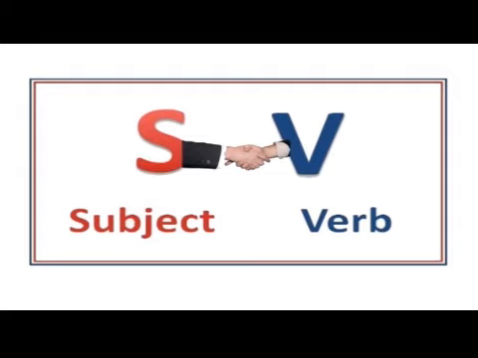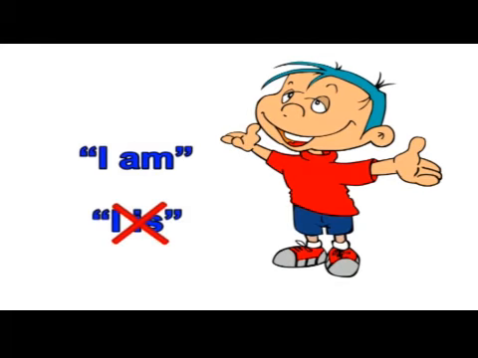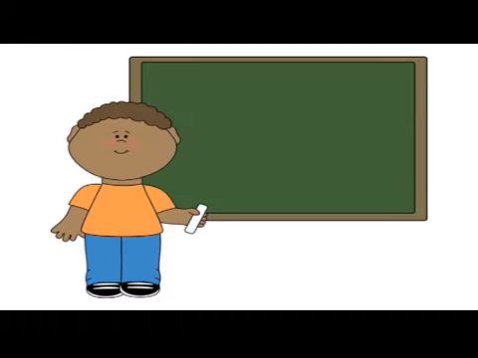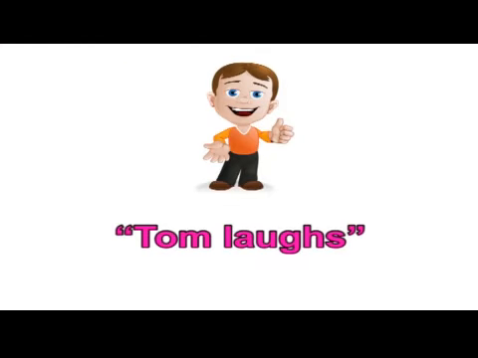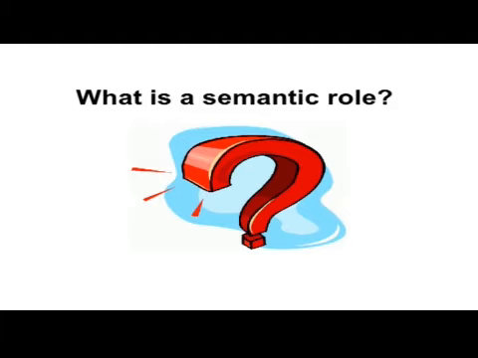The subject agrees with the finite verb in person and number. For example, I am as opposed to I is. I am fulfills this criterion, whereas I is does not. Hence, I am is the correct phraseology. The second criterion is position occupied. The subject typically precedes the finite verb in declarative clauses in English. For example, Tom laughs. The third criterion is the semantic role.